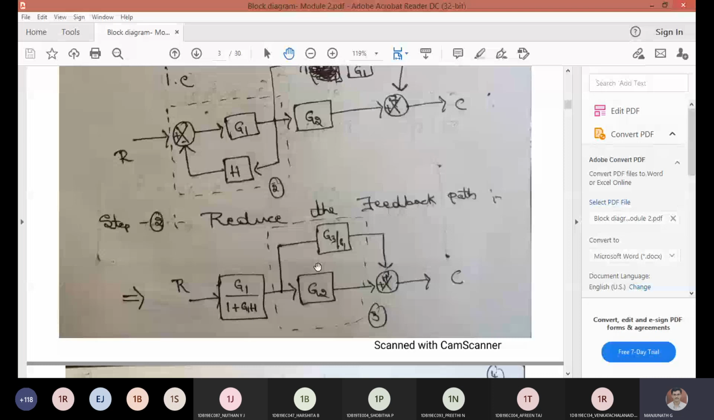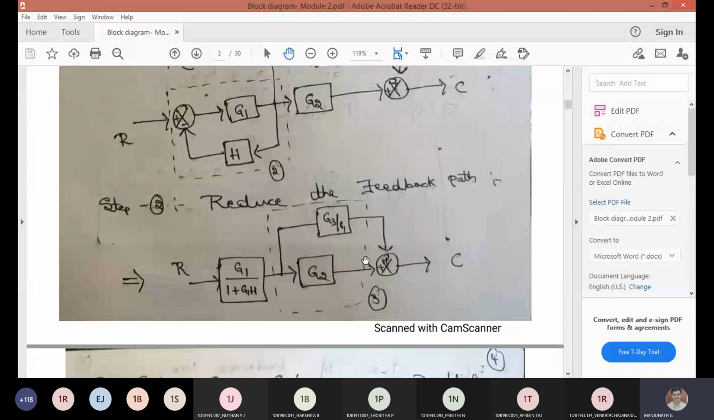If someone reduces it here in one go, thinking that others will write another step, they are not going to give full marks for you. So you need to show each step at a time. You can show only one. Is it fine? That is why I wrote step number 2, reduction of feedback path. This is done.